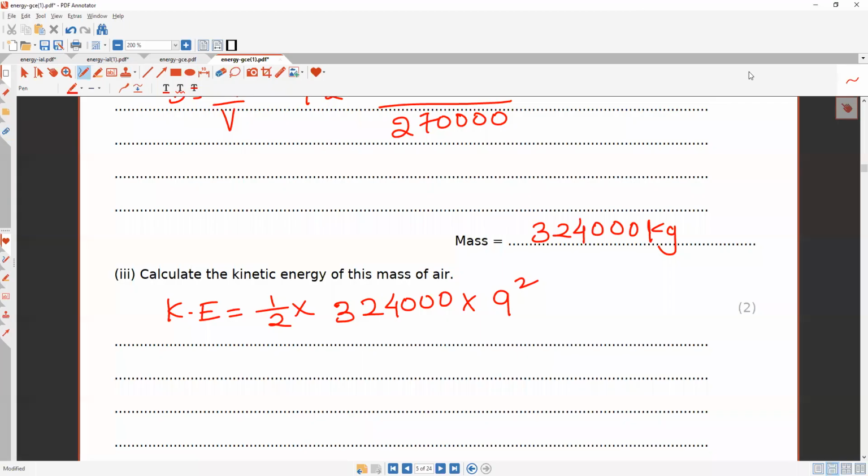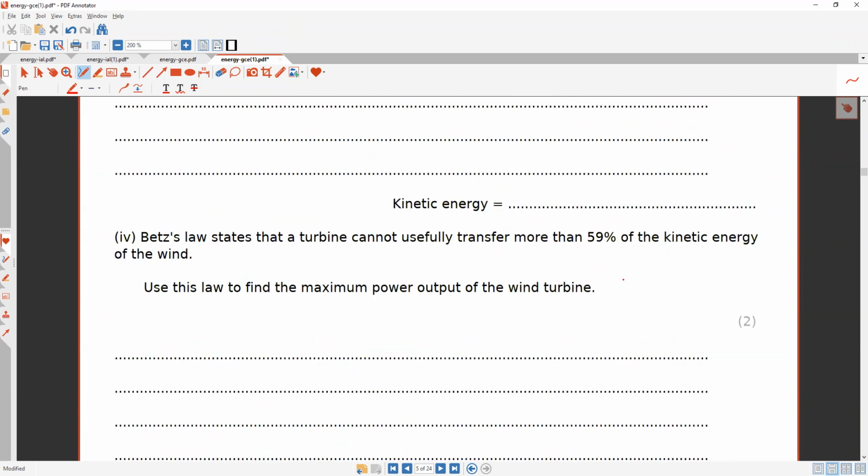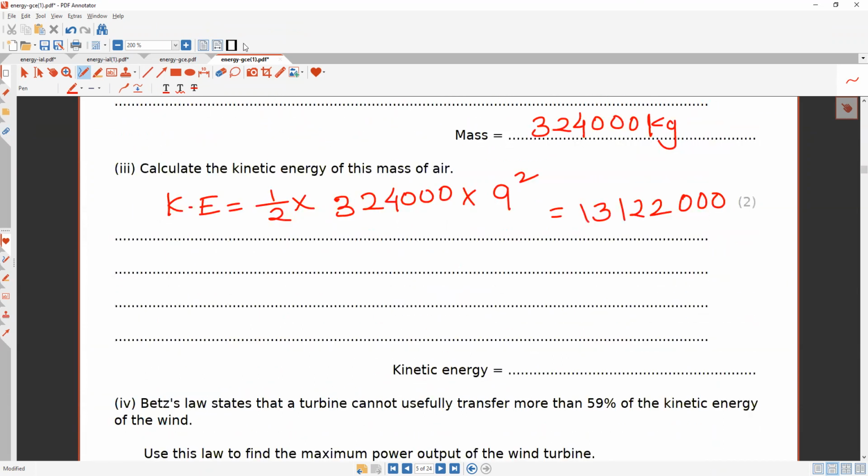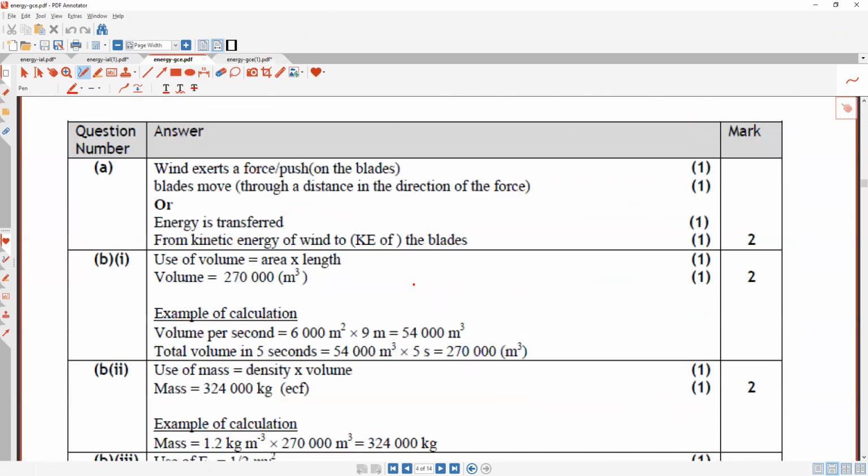Okay, what is the answer? 13,122,000. Okay? Check. Okay, now let's talk about Bed's law. Okay, let's talk. You want to see the answer?